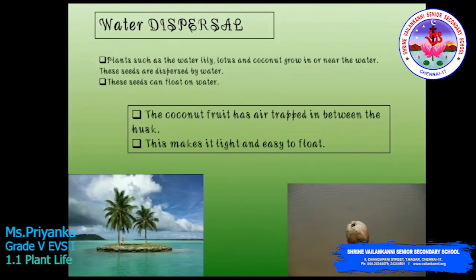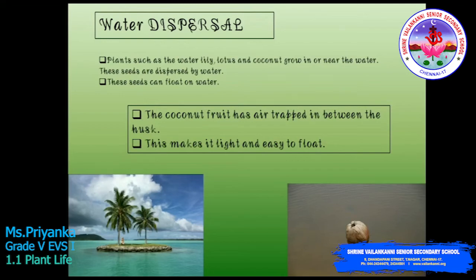And the next dispersal is by water. So plants such as the water lily, lotus and coconut grow in or near the water. Seeds of such plants are usually dispersed by water, and these have fruits and seeds that can float in water. See, the coconut is near the water, and you can see the coconut fruit floating in the water. The coconut fruit has hair trapped in between its husk.